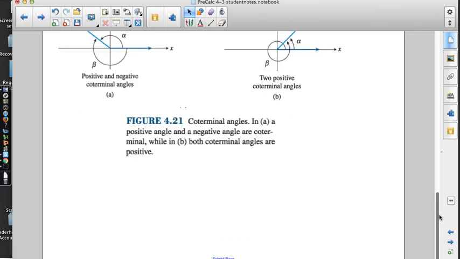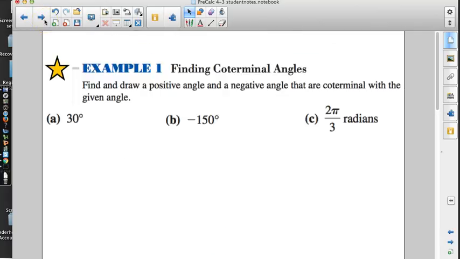So down here it says the coterminal angles, we can get a positive and we can get a negative, we could have two positives. There's actually an infinite amount of coterminal angles that can be generated for any angle. So we want the nicest ones, that's what we're about.